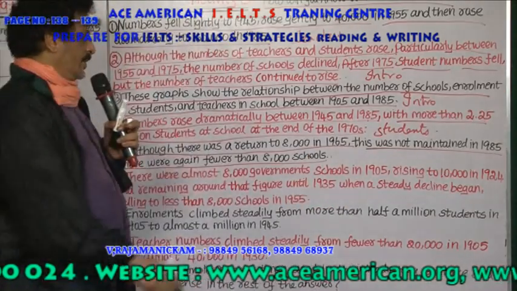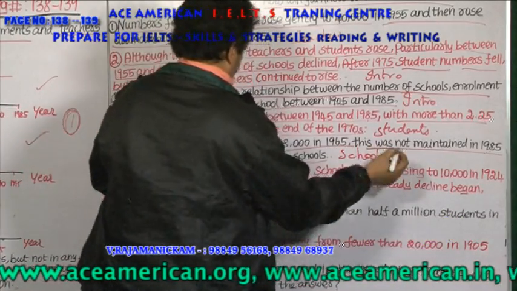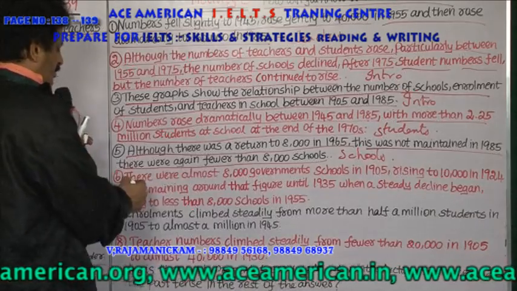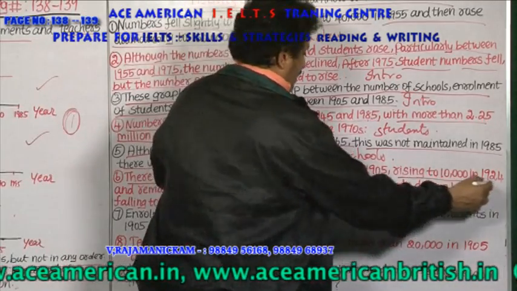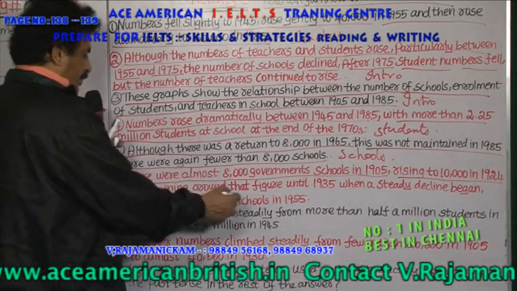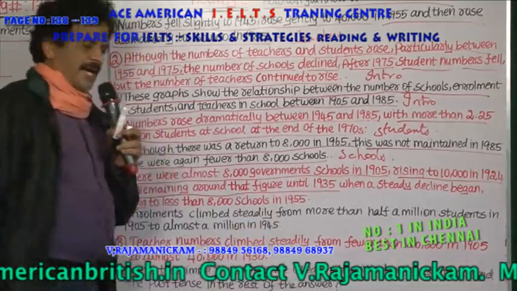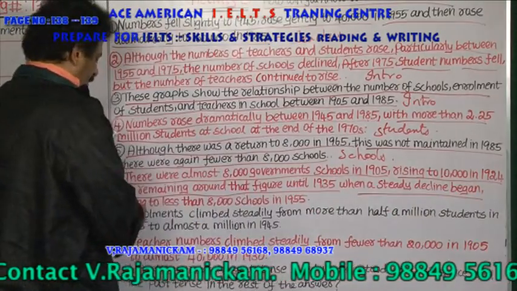Next coming here, there were almost 8,000 government schools in 1905, rising to 10,000 in 1924, and remaining around that figure until 1935, when a steady decline began, falling to less than 8,000 schools in 1955. So this is about the schools.